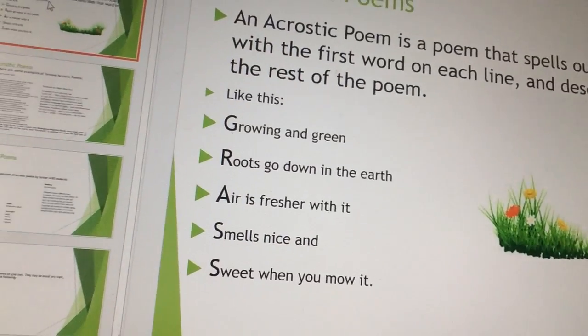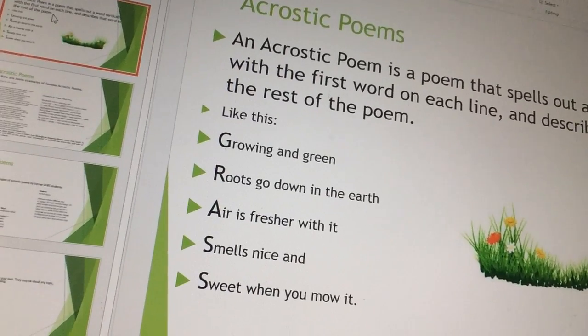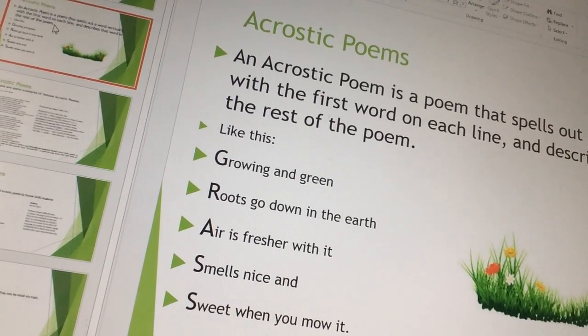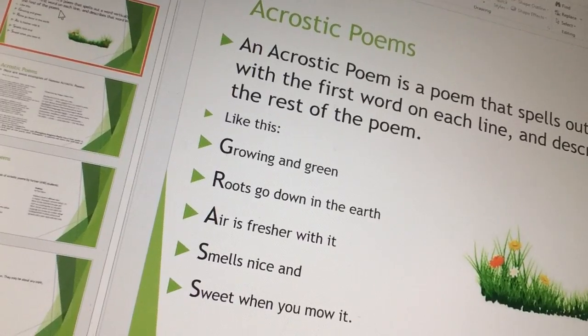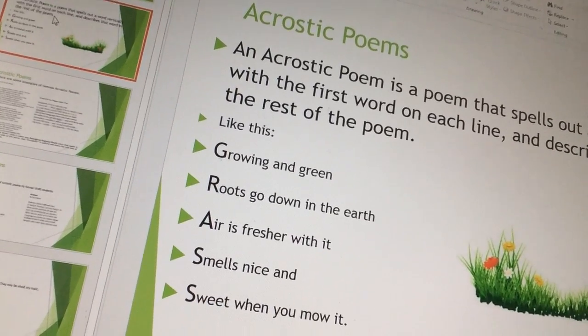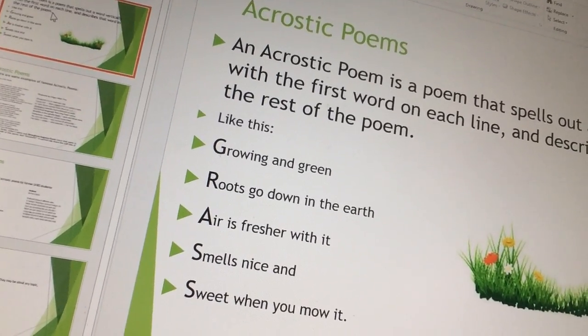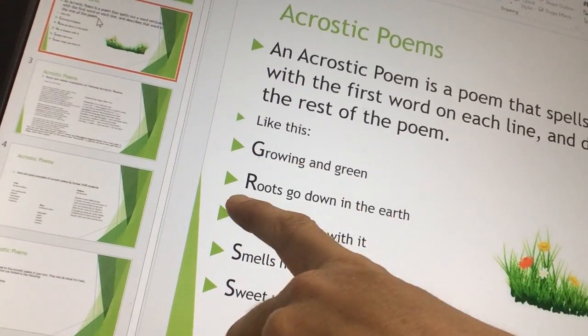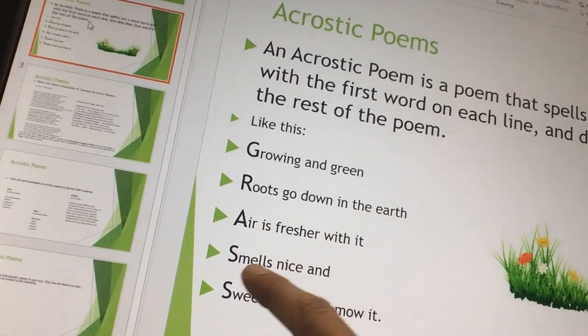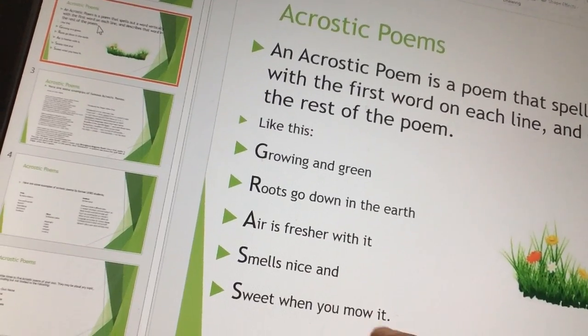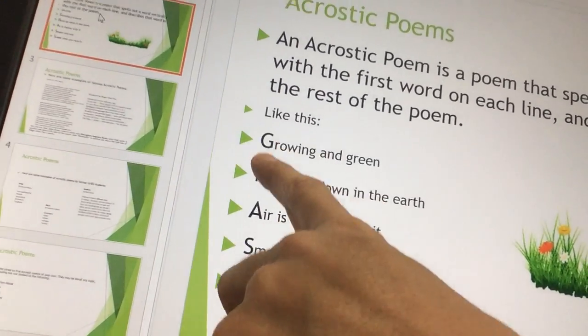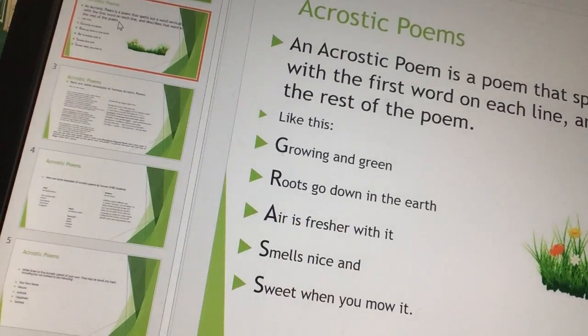so here's acrostic poetry about grass, and I darkened in the letters to spell the word grass, although not all acrostic poetry has the word obviously spelled out. But acrostic poetry is like this. Growing in green, roots go down in the earth, air is fresh with it, smells nice and sweet when you mow it. And you can see that it spells the word grass, and that poem is talking about grass.